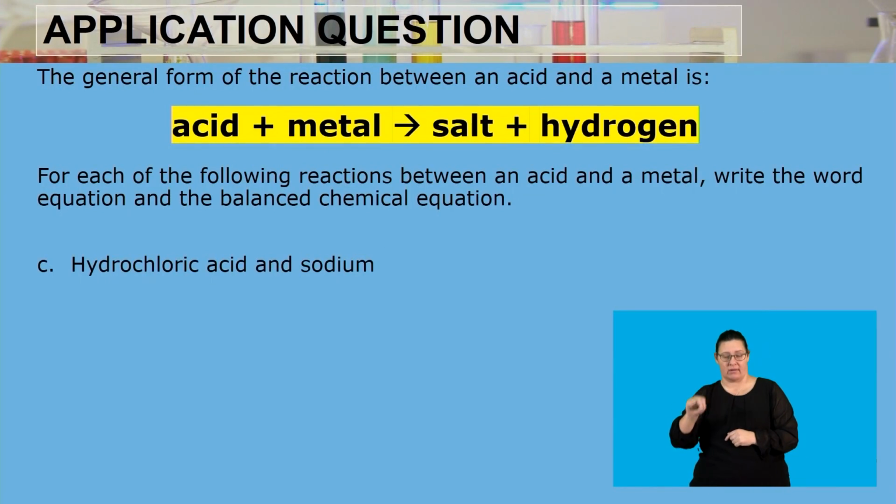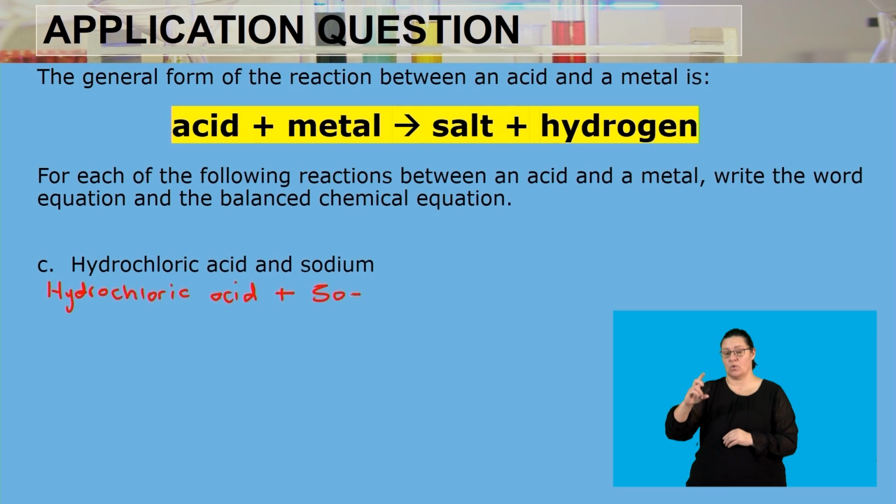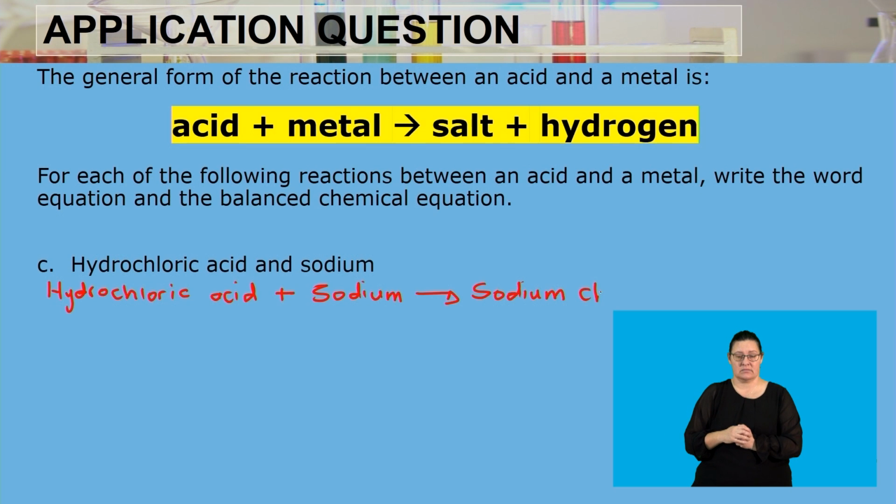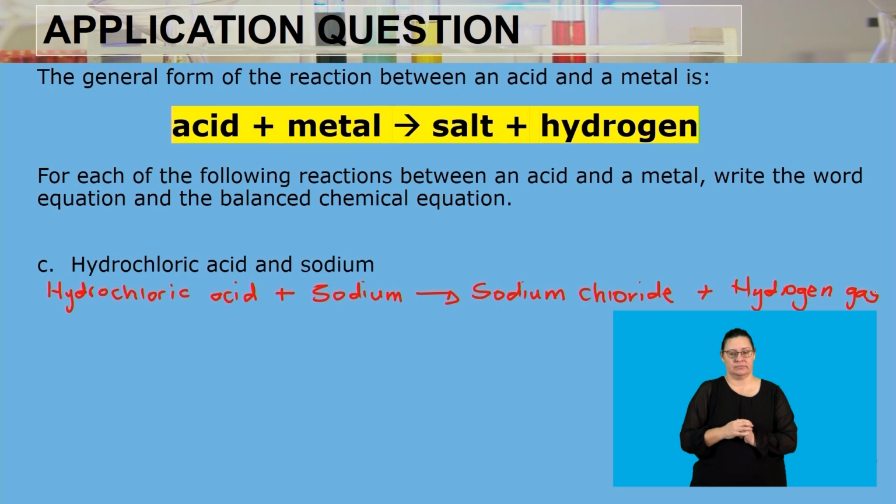Next question. Still in keeping with the acid and metal reacting to form salt and hydrogen, we're now given the reaction between hydrochloric acid and sodium. So the word equation for that will be hydrochloric acid reacting with sodium, and the product is going to be sodium chloride and hydrogen gas, as always, between the reaction of an acid and a metal.